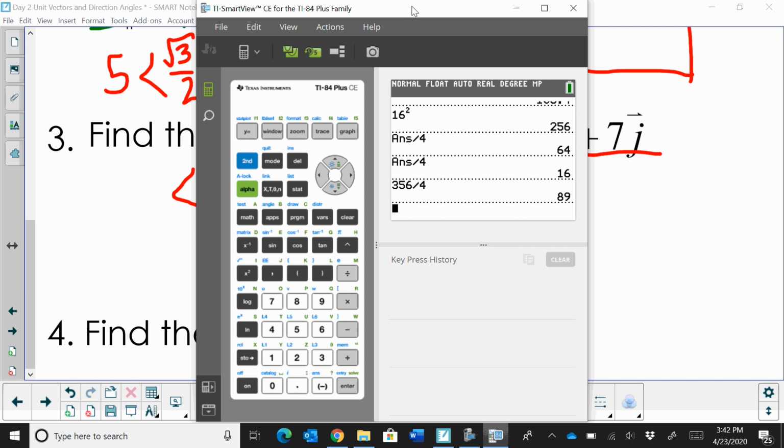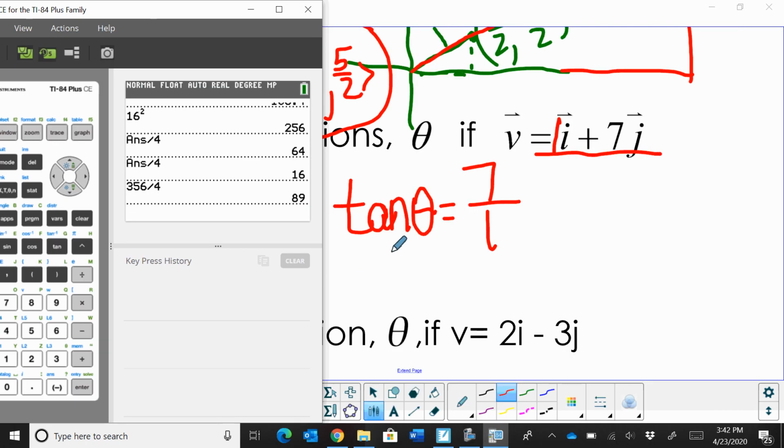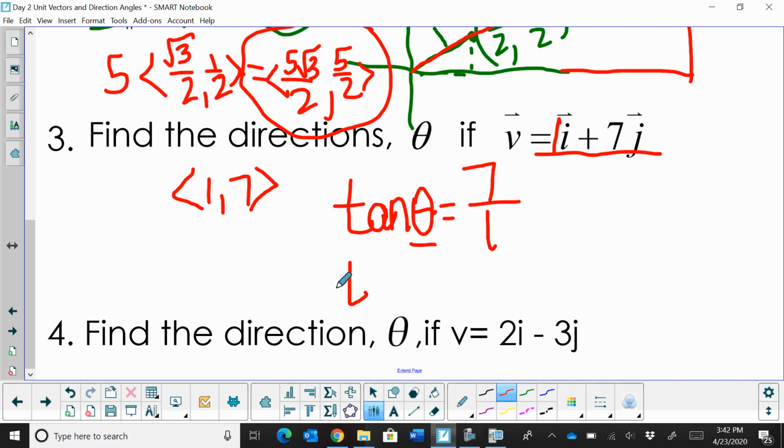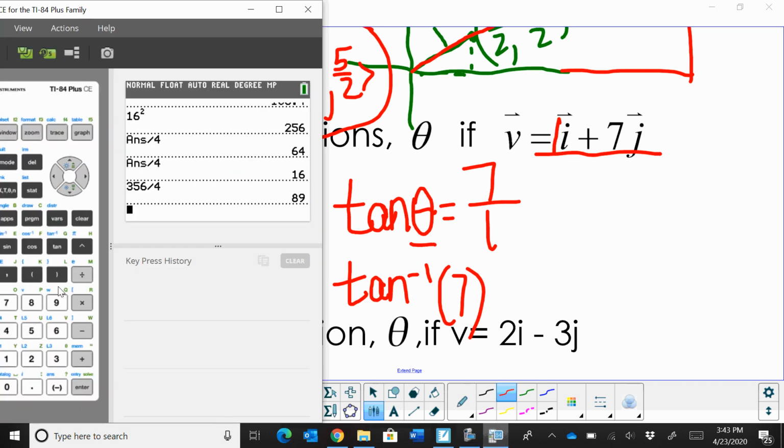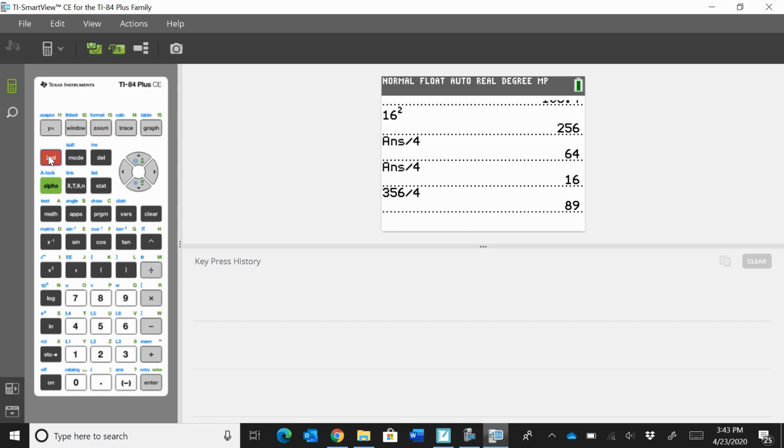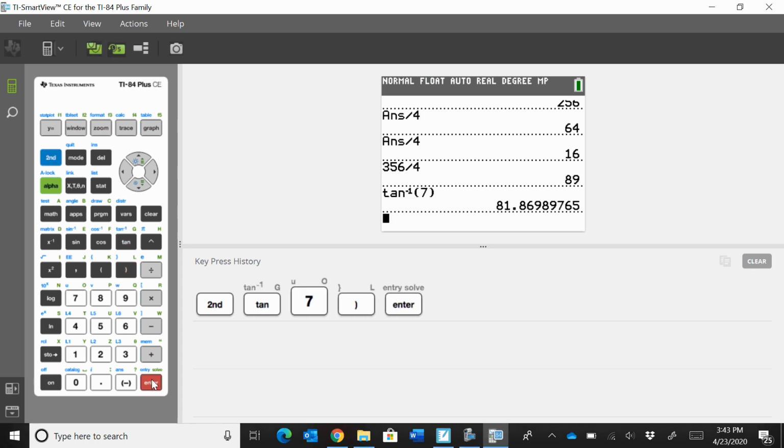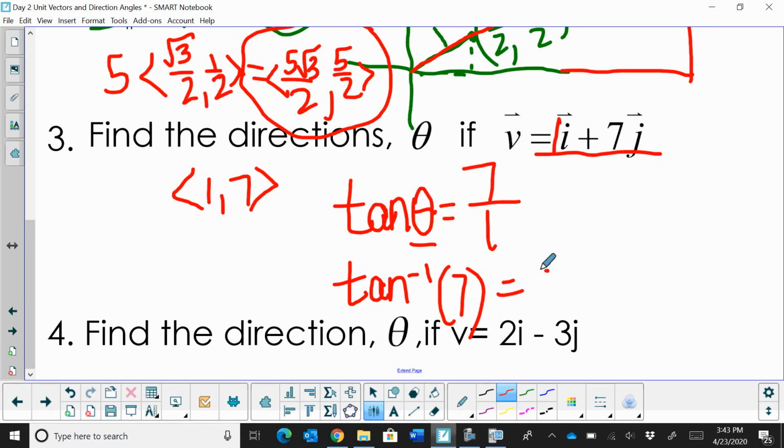So how do we type this in the calculator? Well, we need the angle, so we're going to have to do the inverse tangent of 7, or 7 over 1. We don't need to put the 1 in, so it's a whole number. So let's take our inverse tangent of 7. And that's 81.9. So this is 81.9 degrees.